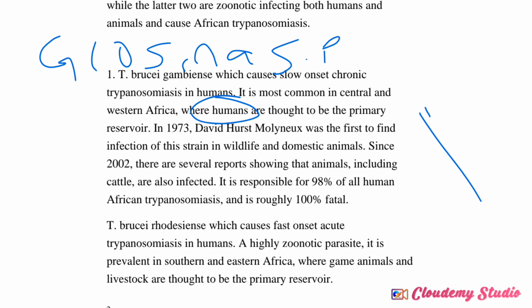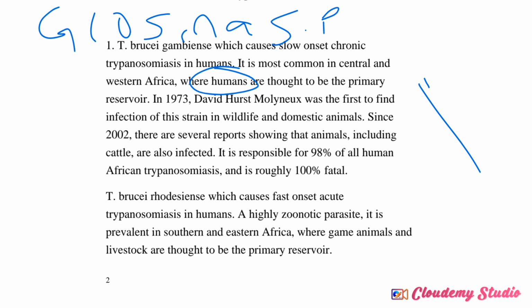Now moving from there to Trypanosoma brucei rhodesiense, they cause acute trypanosomiasis in humans. A highly zoonotic parasite. It is prevalent in southern and eastern countries where game animals and livestock are thought to be the primary reservoir. You understand? So, Trypanosoma brucei rhodesiense is found in what? It is found in both humans and animals.